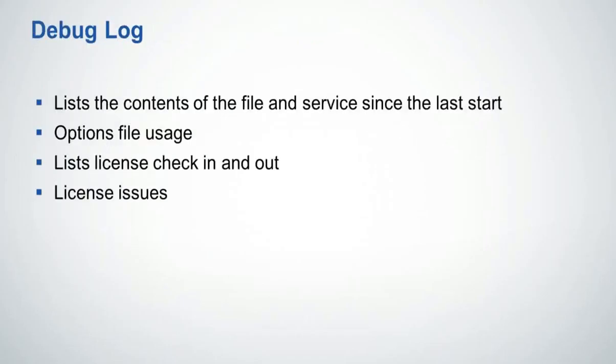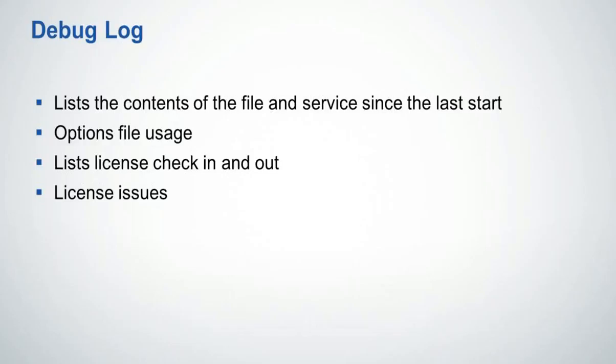The next place we have to find information is the debug log file. The debug log file is an audit list. It saves to its own file, and it will list the contents of the license file. It'll list what was running, and it does so since the last server stop and start.